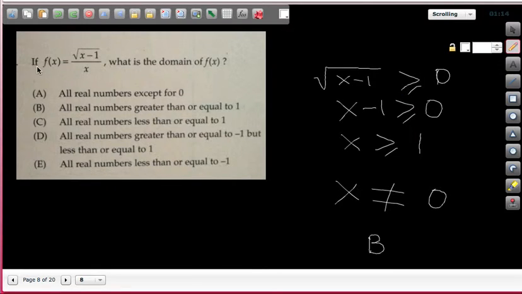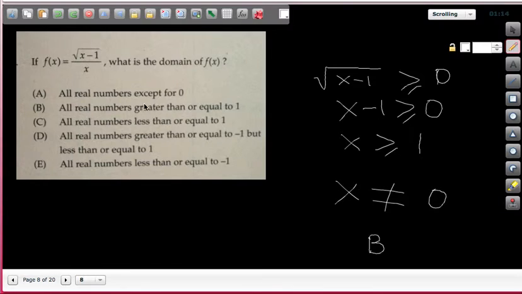Let's go ahead and look at this. If f of x is equal to the square root of x minus 1, over x, what is the domain of f of x? Well, we can't have a negative square root. So x minus 1 must be positive. So x must be greater than or equal to 1. But we can't have 0 as x. So x is not equal to 0.